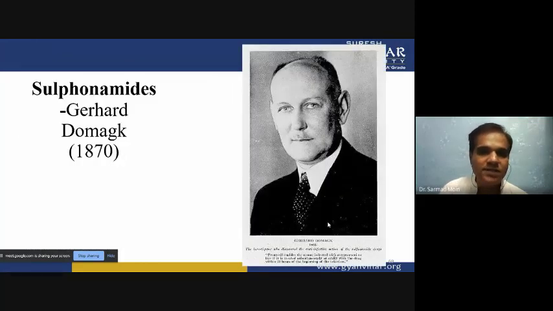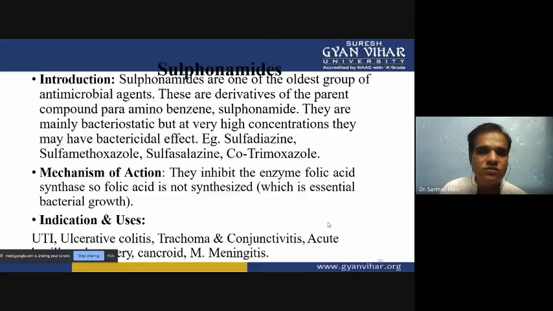Now sulfonamide. Sulfonamide is another type of antibiotic, and it was discovered by Gerhard Domagk in the 1930s. Sulfonamides are one of the oldest types of antimicrobial agents, and they are derivatives of the parent compound para-aminobenzene sulfonamide. They are mainly bacteriostatic, but at very high concentration they may have bactericidal effects.